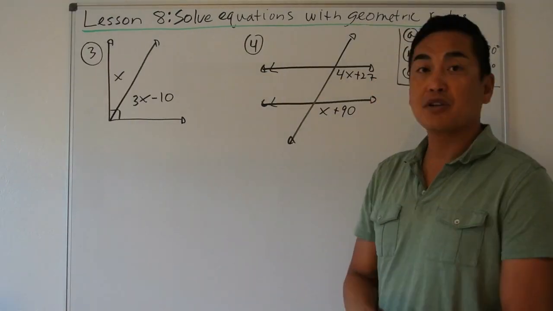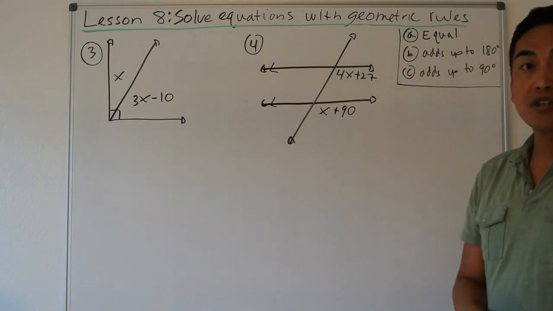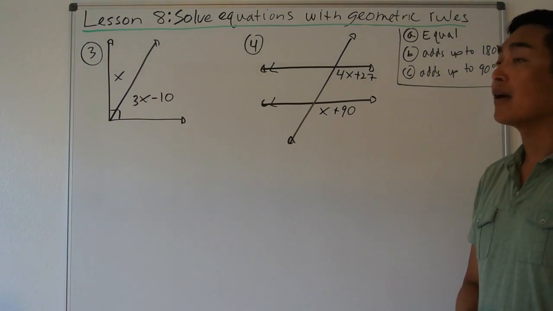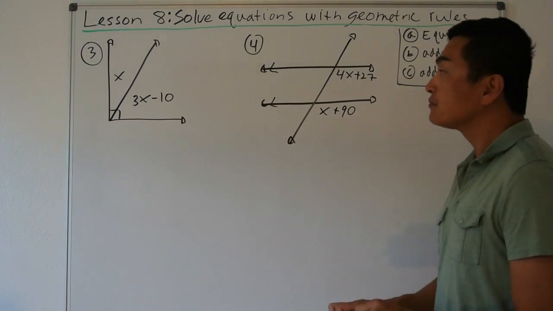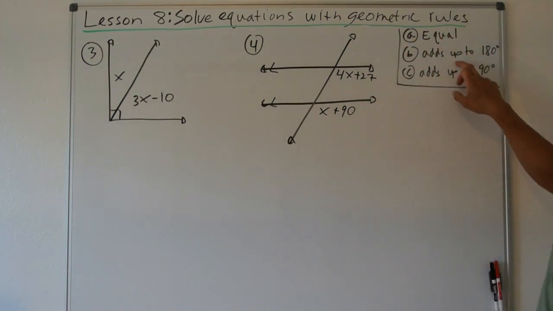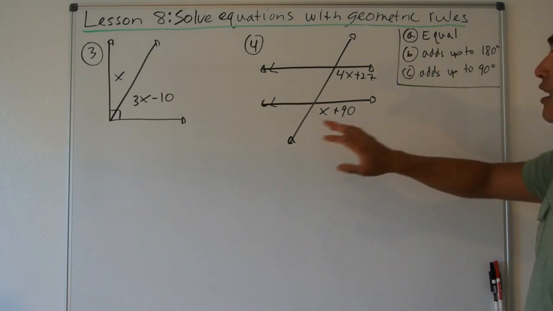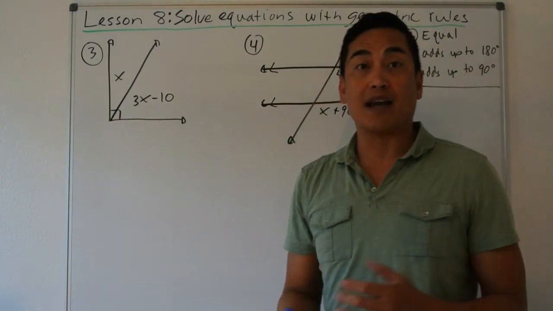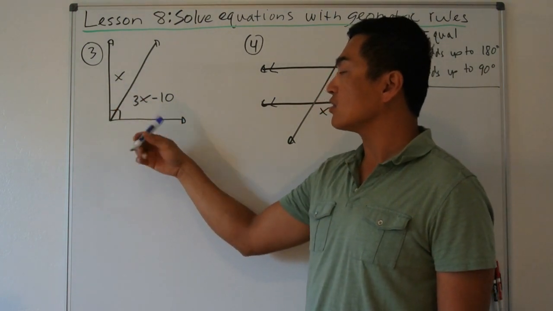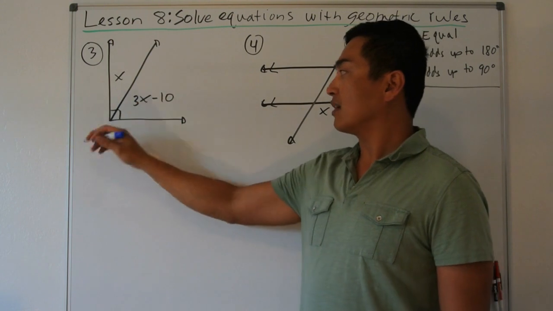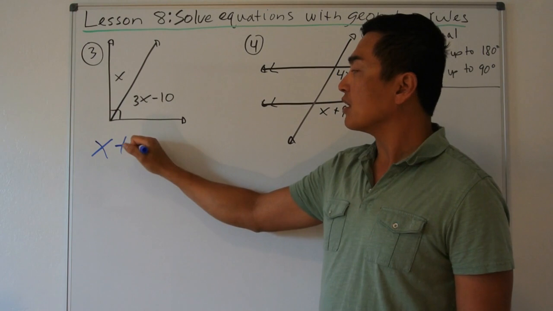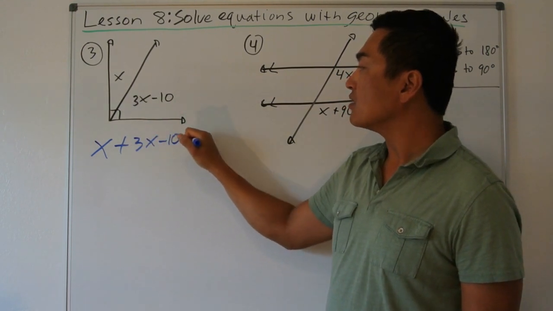Here's number 3 and number 4. If you want, you can copy down the notes quickly. You can press pause. Okay, let's get started. Number 3. Again, follow these rules. They're either going to be equal, add up to 180, or add up to 90. As you can see, that's a hint right there, so it should add up to 90. That angle, which is x, plus this angle here, 3x minus 10, should add up to 90.